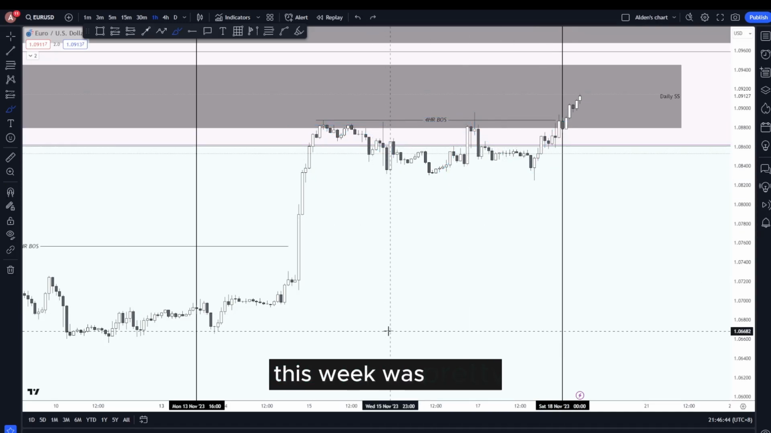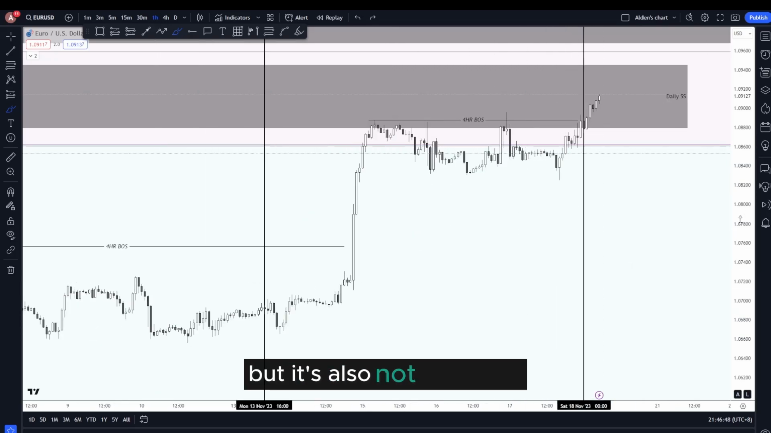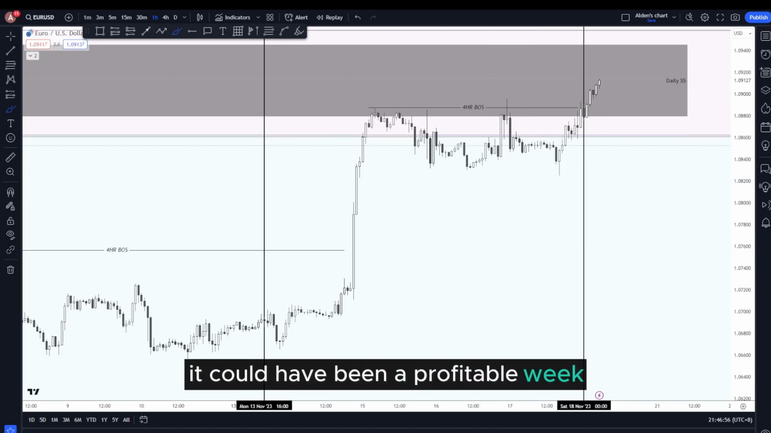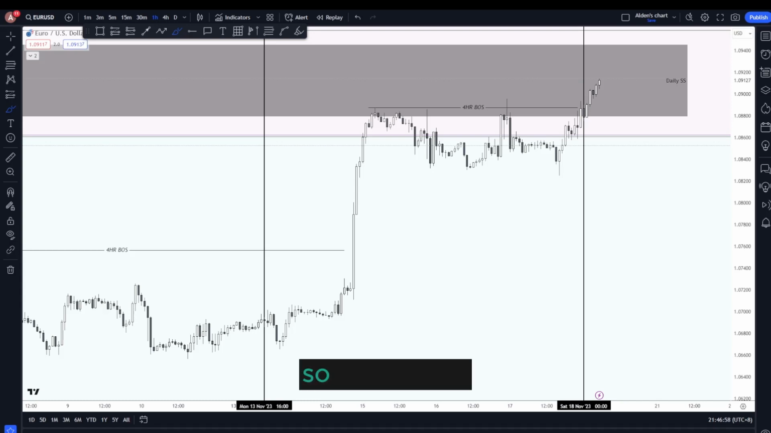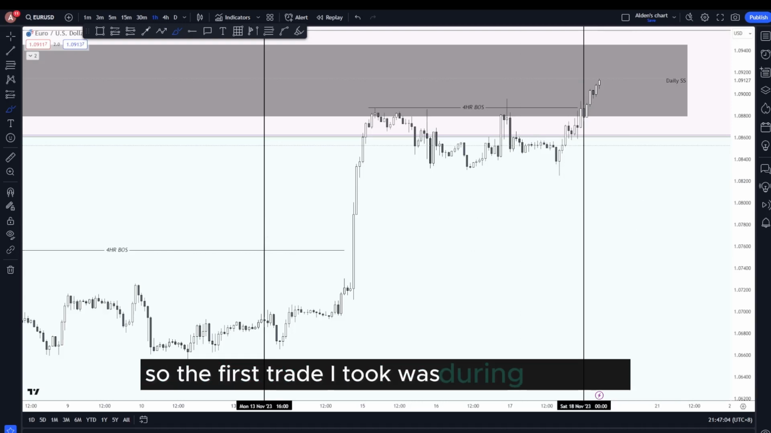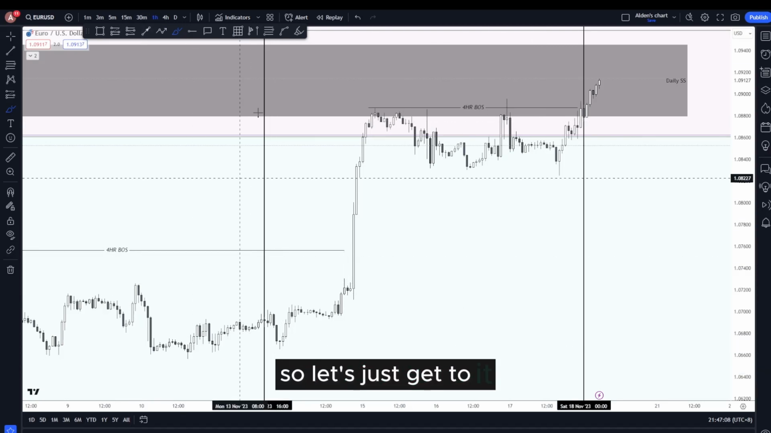So as you can see, this week was, I wouldn't say it's the best, but it's also not the worst. I'm pretty sure there were opportunities to trade in this week, and I'm pretty sure that it could have been a profitable week for some of you guys. So let me just show you some of the trades that I've taken, right? So the first trade that I took was during Monday's New York session. So let's just get to it.